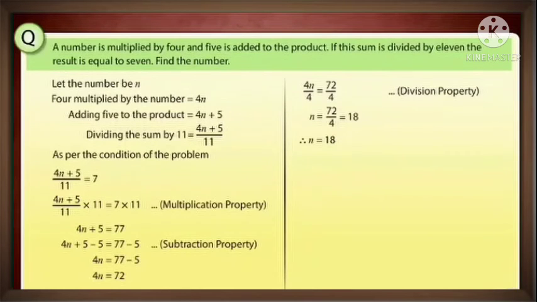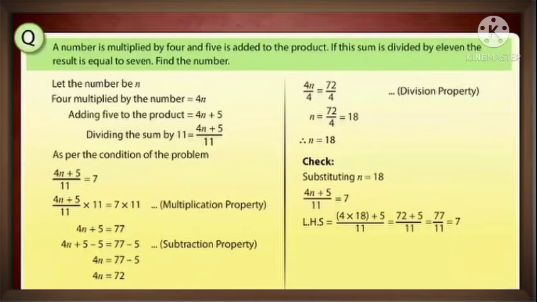Finally, solving the equation, we get n is equal to 18. But that's not it. We must check the solution by substituting the value of n in the equation. On substituting n equal to 18 in the left-hand side, we get 7 as the answer. Since the left-hand side is equal to the right-hand side, the solution for n is true.